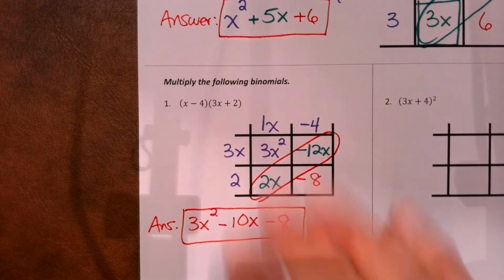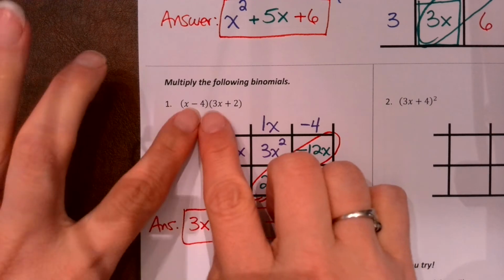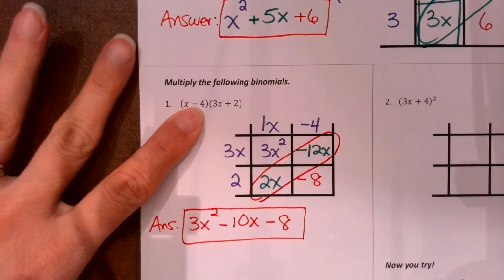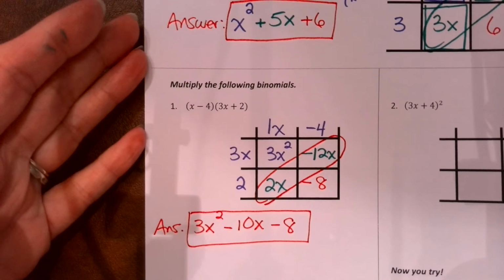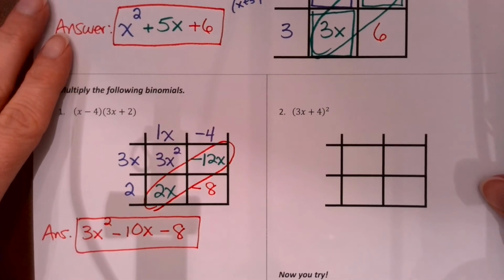Okay, so this is how you multiply binomials. You have to do every possible combination of the two terms times the two terms, and using a little box like this organizes your work. People that use these boxes usually do very well on this test. Okay, let's take a look at number 2.